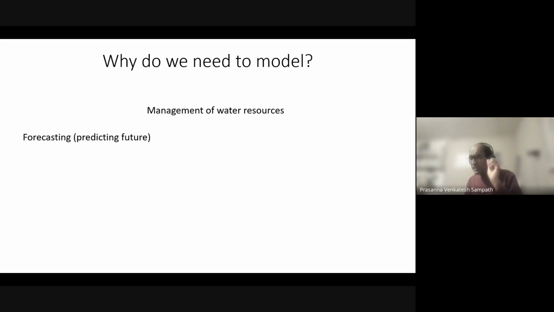Now, in the case of groundwater, there is also another application that I can use the groundwater model for, which is called hindcasting, right? Which you can say is to understand the past. So this management of water resources itself has two kinds of applications. One is to forecast, which is to predict the future. The other is to hindcast, which is to understand the past. Okay, now why would you want to understand the past, or in what context would you like to understand or have to understand the past?